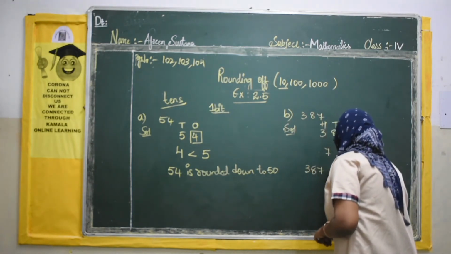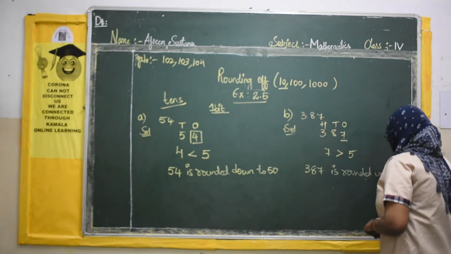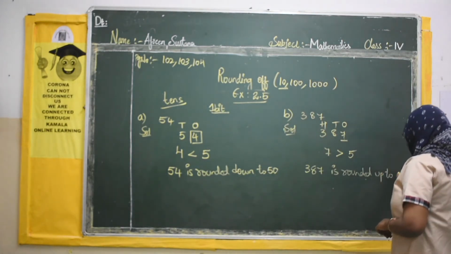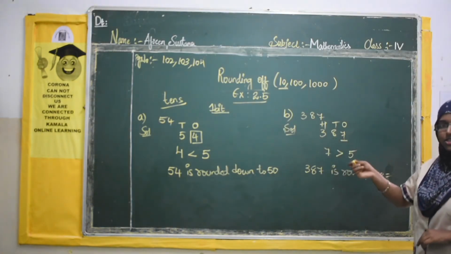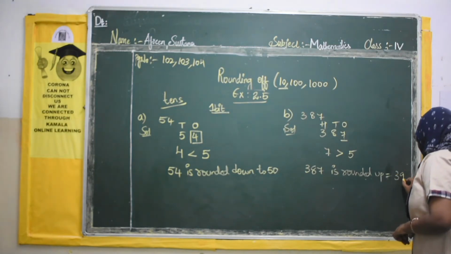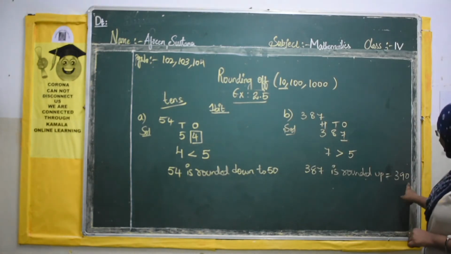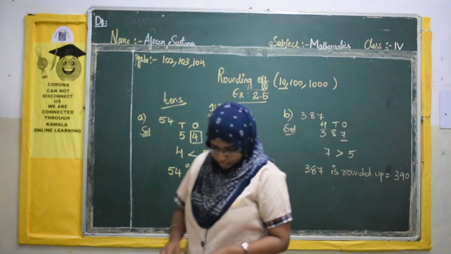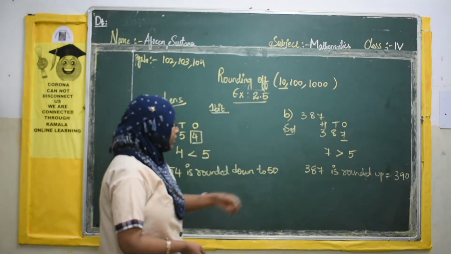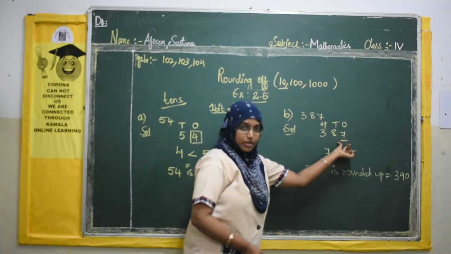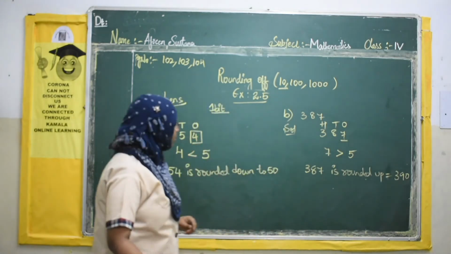Now 387 is rounded up. Up to what? Rounded up to 390. We are only changing the digit at tens place. See here, it became 90. So in the same way you do the next ones, C, D, E and F. You only need to consider the value of the digit at ones place, compare, and then round it up or down. Okay.